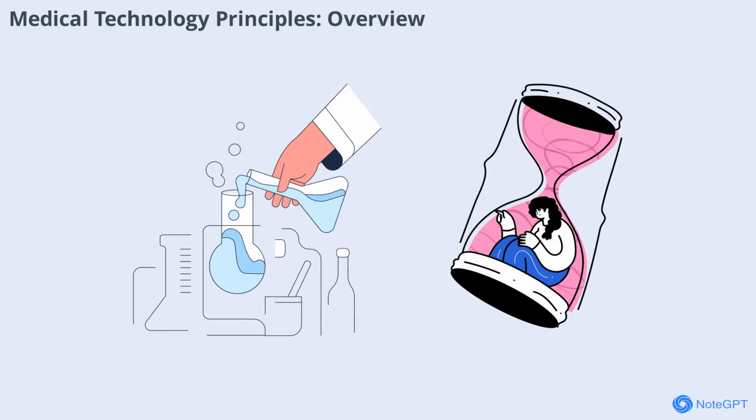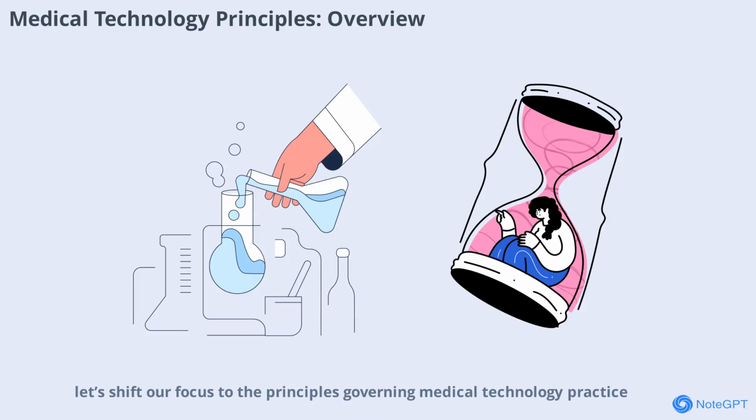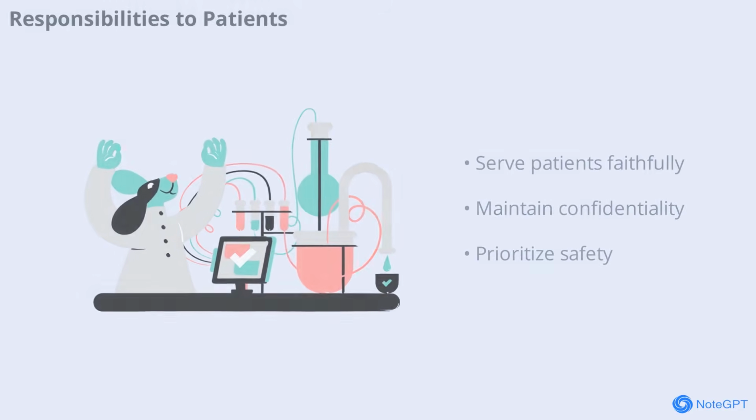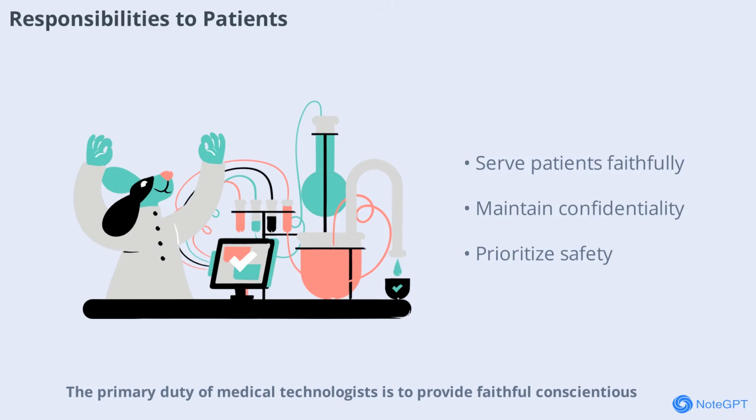Now let's shift our focus to the principles governing medical technology practice, as outlined in the 2022 Code of Ethics. These principles set the ethical and technical standards for laboratory professionals, emphasizing patient safety, accuracy, and professional accountability. They are structured around responsibilities to patients, self and the profession, colleagues, and the health products industry, along with a 13-point professional pledge.